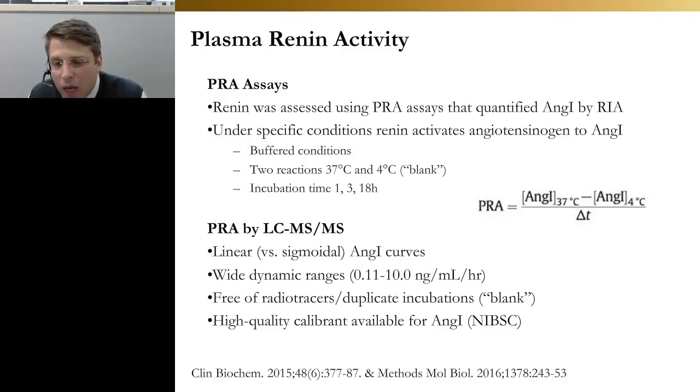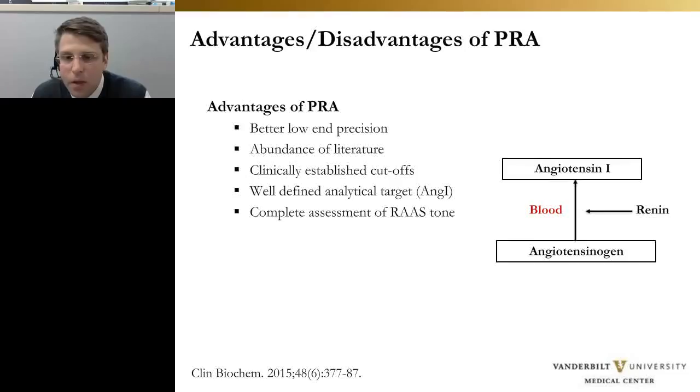There's also a high-quality calibrant available for angiotensin 1, and that's available from the National Institute for Biological Standards and Control. So, like we talked about, there's several advantages and also disadvantages for plasma renin activity.